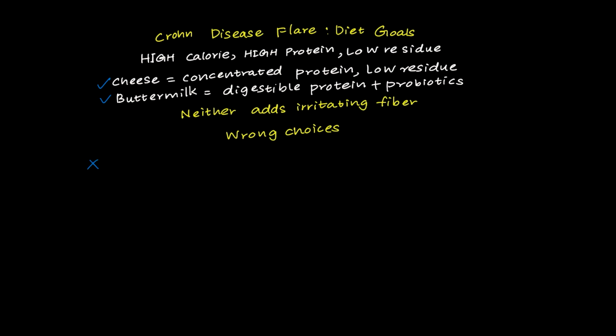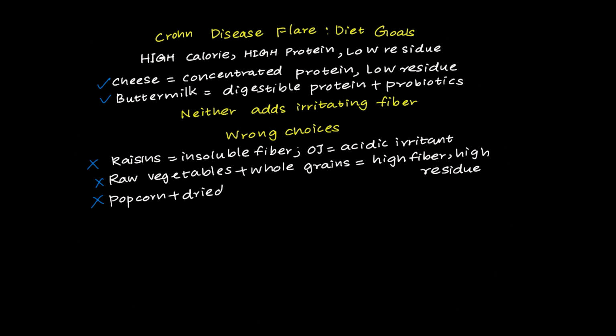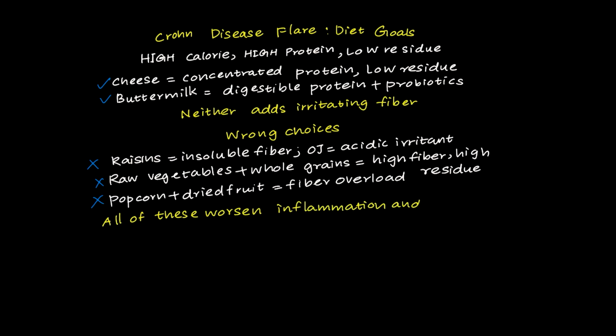Raisins and orange juice. Raisins are dried fruit packed with insoluble fiber, exactly what inflamed intestines can't handle. Orange juice is acidic and irritates the already raw GI lining. Raw vegetables and whole grains? Both are high fiber, high residue foods. During an active flare, they increase bowel motility and worsen cramping, diarrhea, and pain. Popcorn and dried fruit trail mix. Popcorn is high fiber, dried fruit is concentrated insoluble fiber. That combination would be terrible for an inflamed gut.